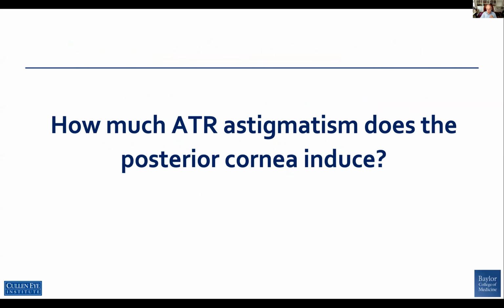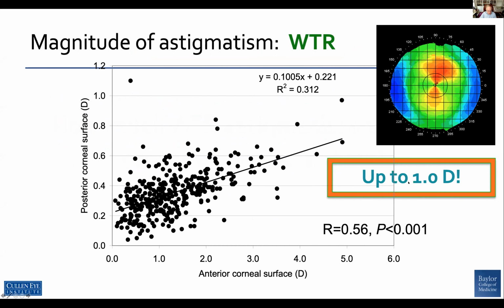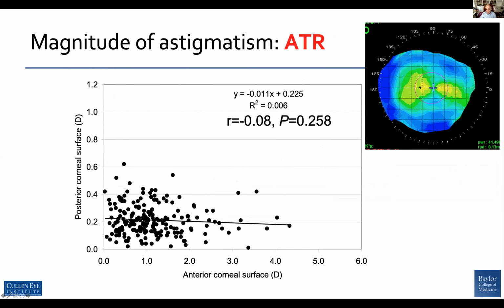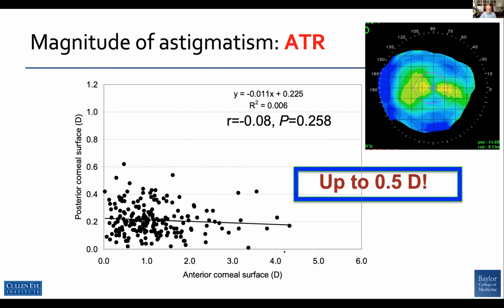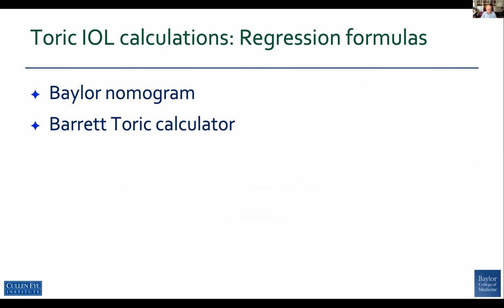So we know that for patients who have with the rule astigmatism on the front of the cornea, this is posterior corneal astigmatism, and it increases up to 1 diopter on the posterior cornea as you get steeper on the front. So that's a big effect. But when the eye has anterior corneal astigmatism at 180, against the rule, the amount of posterior corneal astigmatism does not increase as the amount on the anterior surface increases, but it can be as large as a ½ diopter.